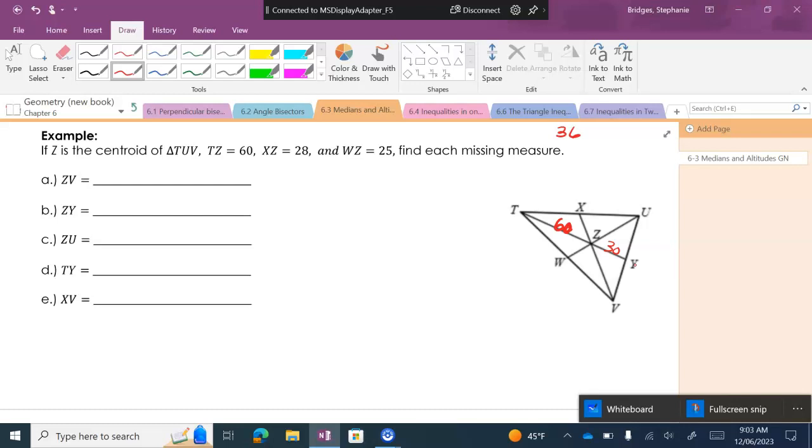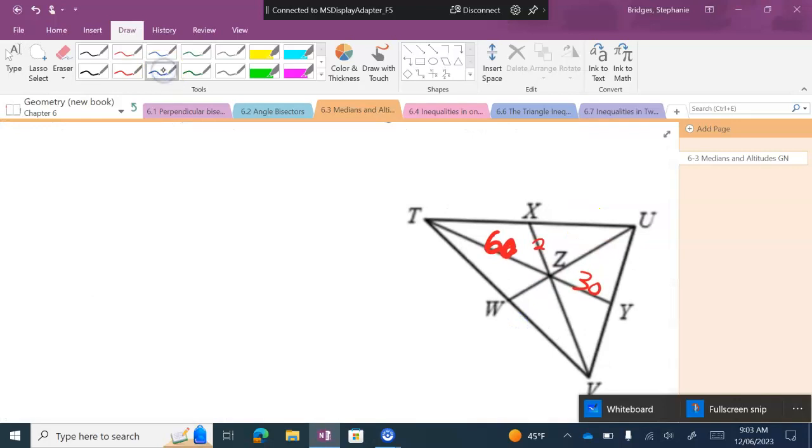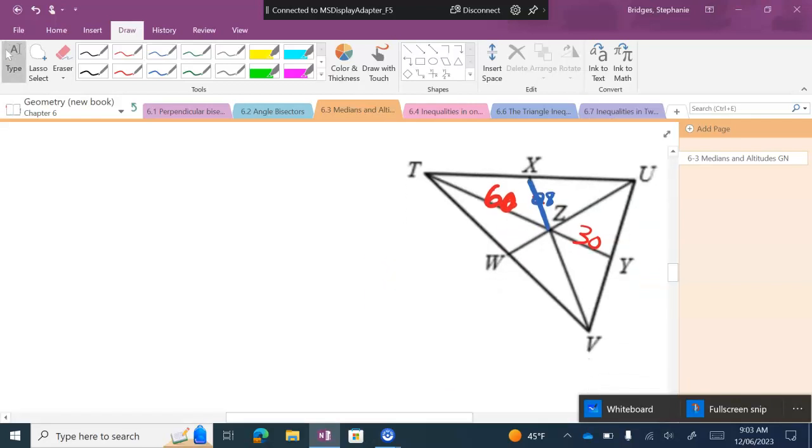What's the next thing it tells me? XZ is 28. I need to make the picture bigger. I can't see. Okay, here's my question. Is XZ the smaller part of my median or the bigger part? It's the smaller. So in order to find the bigger part, the ZV, what do I do to 28? I just multiply it by 2. So what would that be? 56? Okay. If you're given the little part, you double it to get the big part. If you're given the big part, you cut it in half to get the little part.